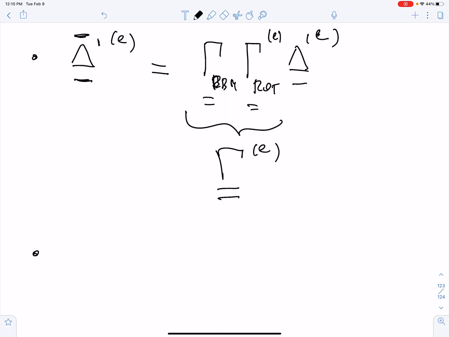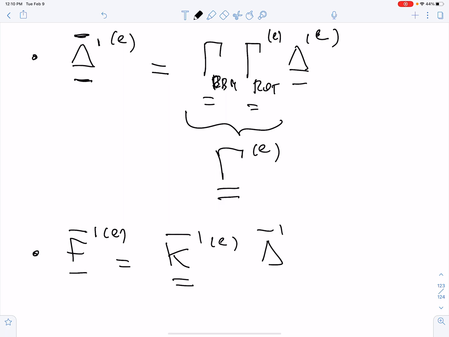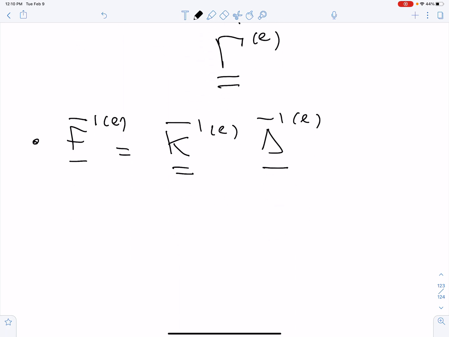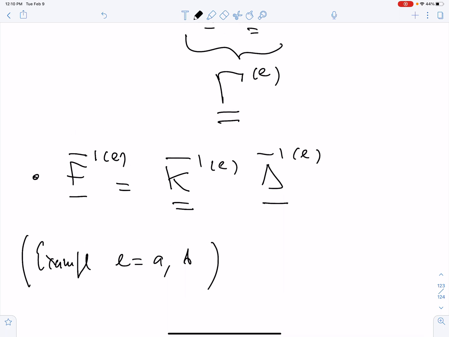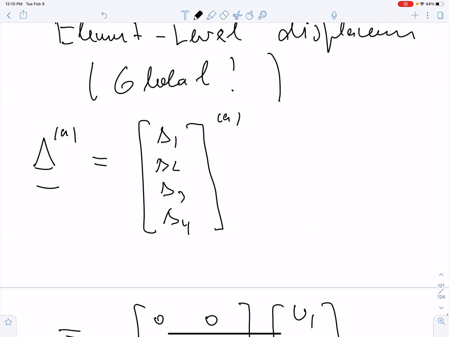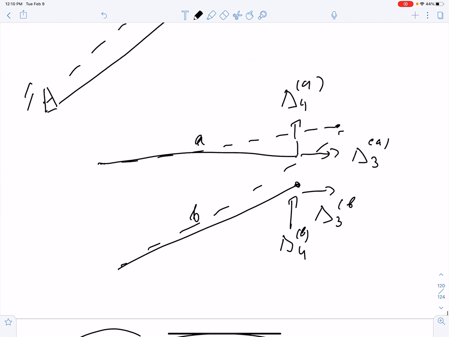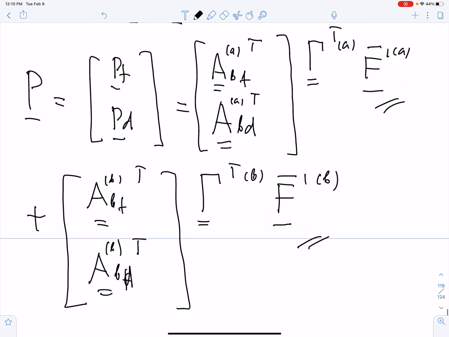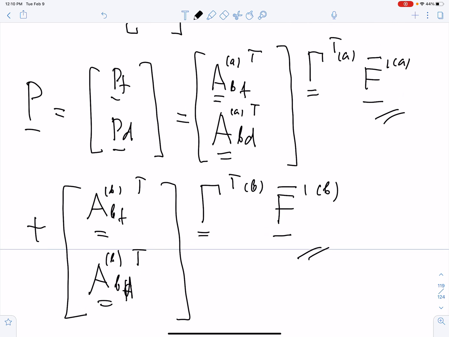Right, and then finally, F bar prime E equals kappa bar prime for element E times delta prime for element E. Okay. And so then for our example, E equals A or B, right, in this case. And so now let's start putting things together. So we stopped, right, at this expression here, right?